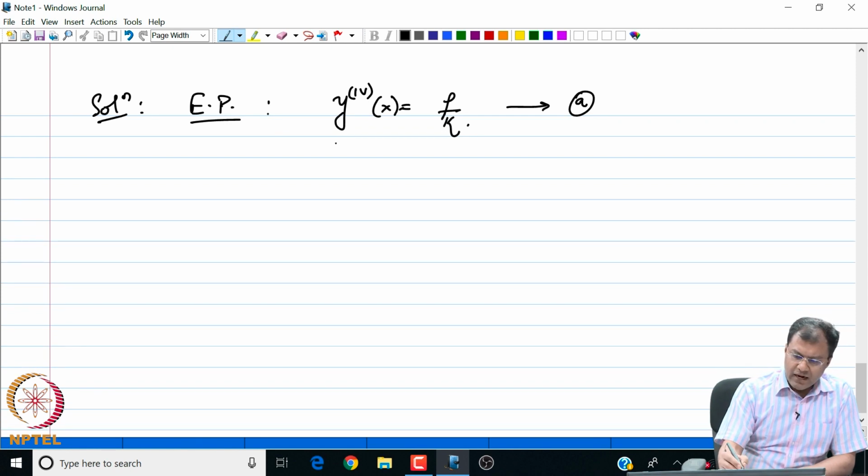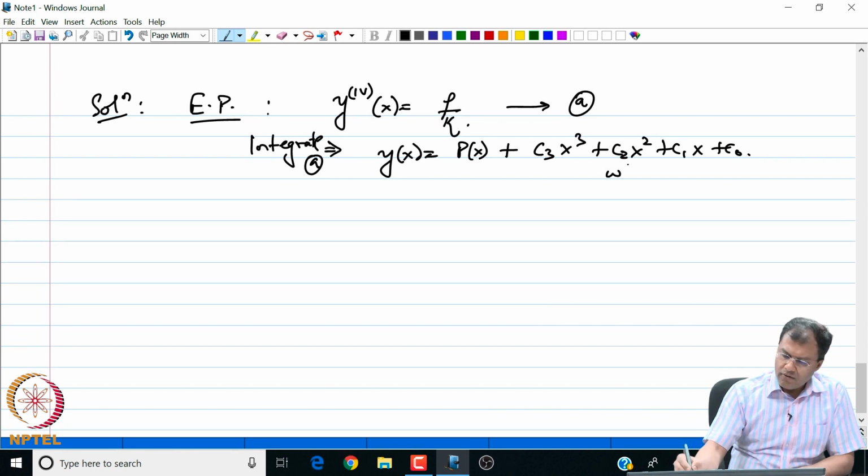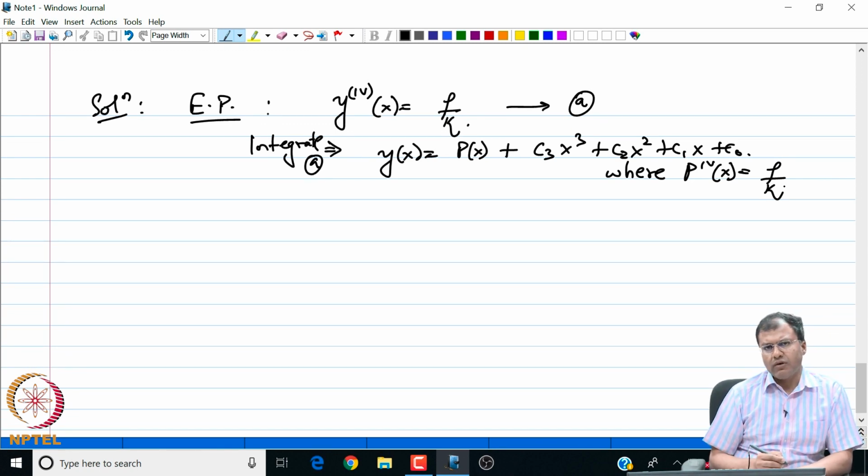Once we integrate A, I am going to get that y of x is p of x plus a set of 4 constants, where the fourth derivative of p of x is nothing but rho by kappa, right. Okay. So, the question is how about the other constants? The other constants can be found by our 4 natural boundary conditions that we had just derived, C0 to C3.